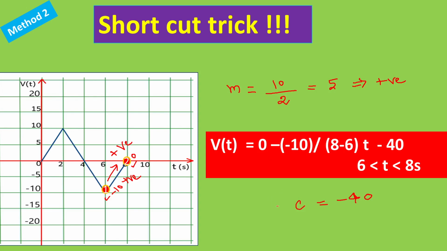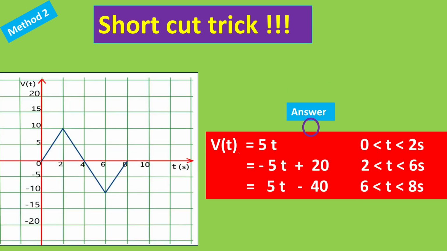Okay, now easily you can substitute this V of t as 5t minus 40. So combining all these three things, you will get V of t equal to 5t, and V of t is equal to minus 5t plus 20, and V of t equal to 5t minus 40 for the time period 6 to 8 seconds. Okay, this is how we get the short trick method applied.